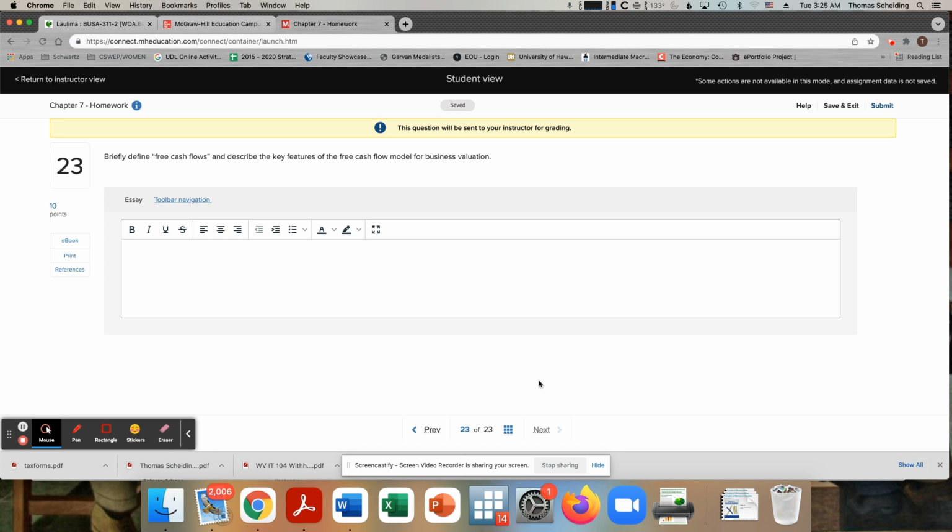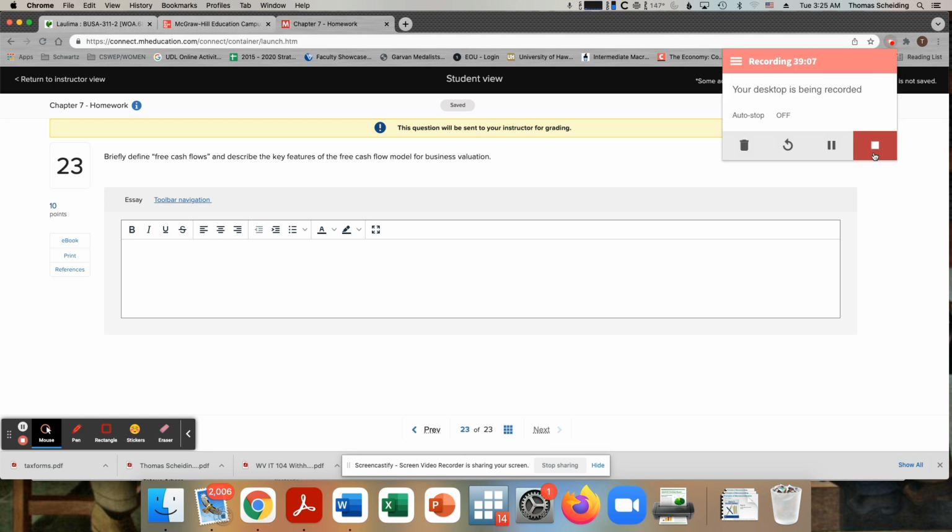So in terms of how that affects the business valuation process, that cash basically has a value to investors. But if it's coming in the future, we need to discount it properly. So that discounted free cash flow would be one way of valuing the business. Okay, that does it for this chapter, which was largely definitional.